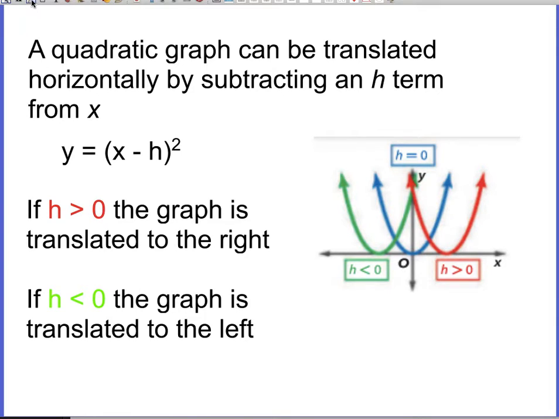And this one is a little bit confusing because you have to think of it this way. The formula calls for us to subtract h. That's the formula, x minus h squared. But here the definition tells us that if h is greater than 0, the graph moves to the right. If h is a positive number, think about what happens when you subtract a positive number. If you subtract a positive number, it's moving to the right.